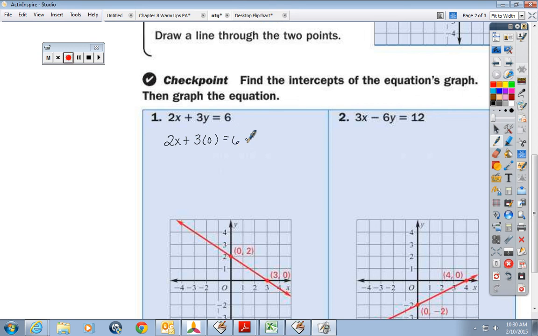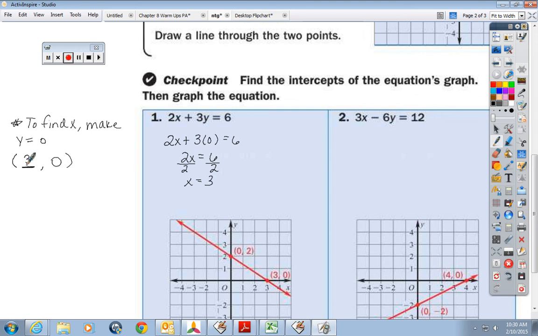So I'm going to put this out to the side. To find x, make y equals 0. And that's going to give us, here's what we're trying to find, and my first ordered pair is going to be that. I'm going to find x because I made y 0. So now, what's 3 times 0? 0. So I'm left with 2 times what equals 6? Divide both sides by 2, and I get what? X equals 3. So when I made y 0, x equals what? 3. So there's my first point.